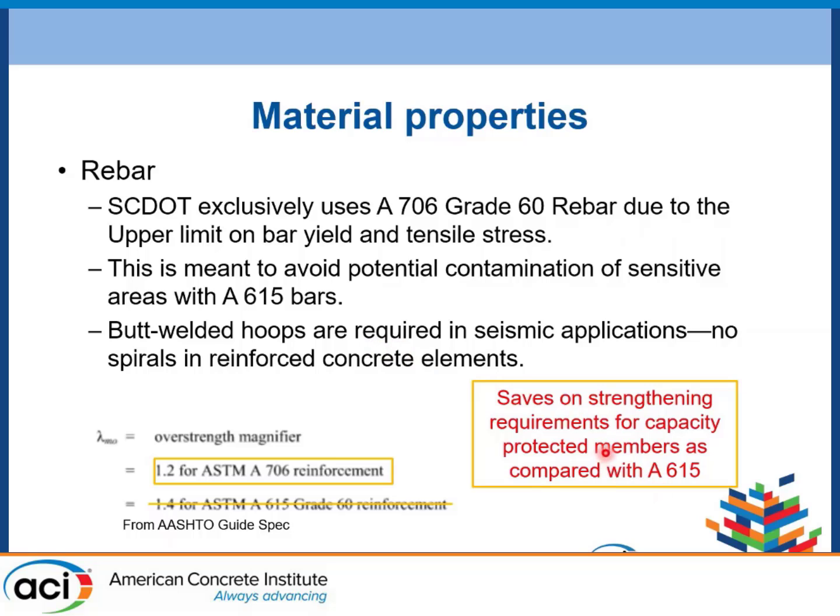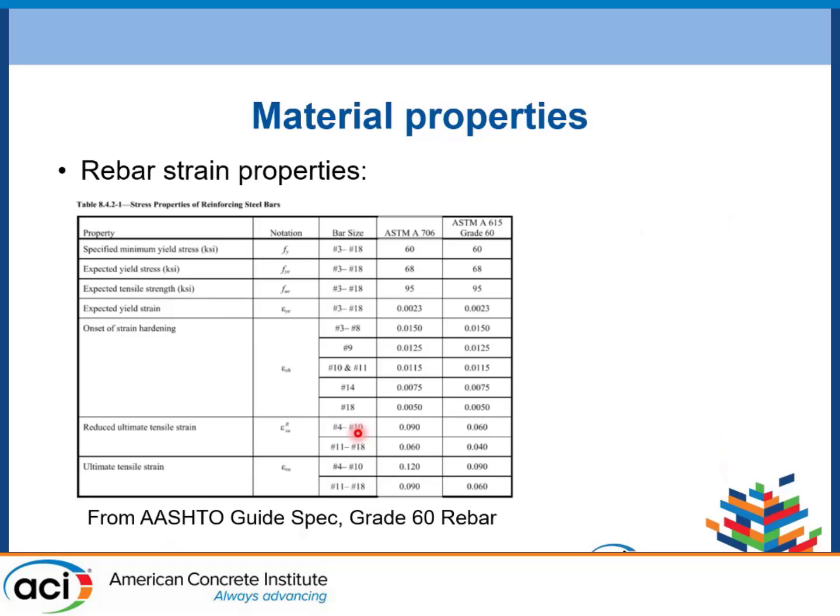And one thing that the use of the A706 grade 60 rebar does do for South Carolina is, in comparison to what the guide spec allows for either the 615 or the 706, there is a lower overstrength modification required. So these are some of the strain properties, and what I've got up here is from the AASHTO guide spec, but it is very similar to what's done in South Carolina, except, of course, that it's the A706 bars that are used in South Carolina. We do have slightly different strength properties from the guide spec, but the strain requirements are nearly identical.